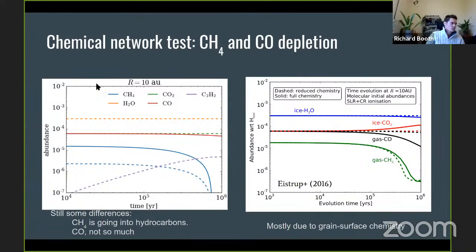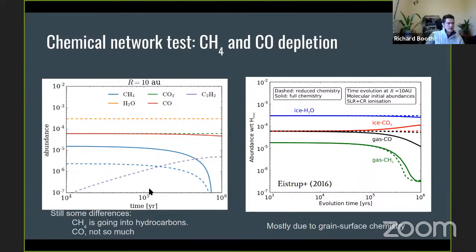Great. So what I'm showing on this slide is some tests of the code that we developed. On the left is the code we developed with John, and on the right is the benchmark model from Christian Eistrup. These models should be the same. Christian's chemical network is enormous. It's one of the biggest there is. It includes many, many species, lots of gas phase reactions, and lots of grain surface chemistry. And on the left, we've got the simpler model here.